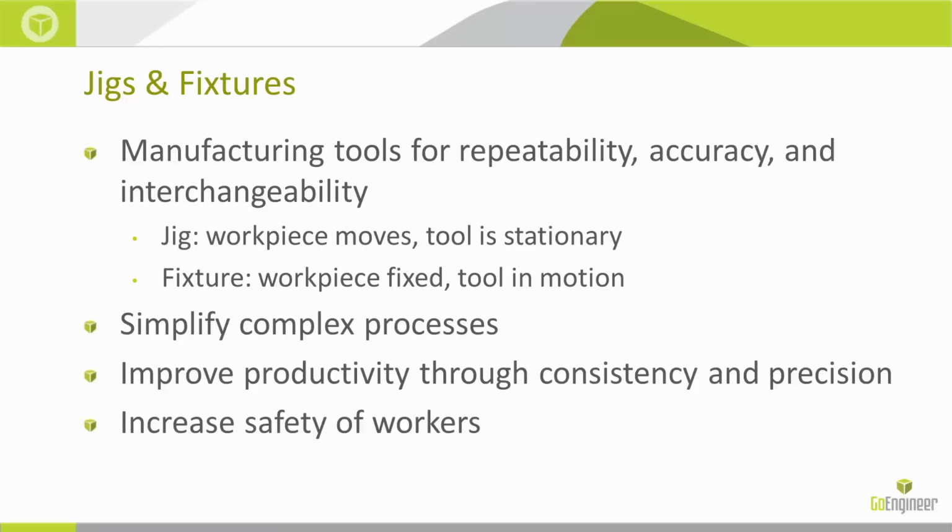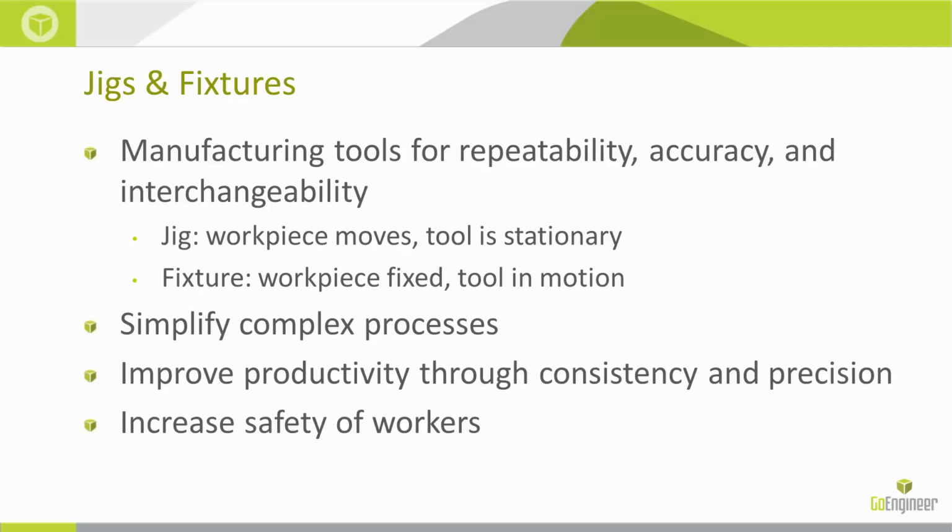Jigs and fixtures. So let's define our terms here. A jig or fixture, to me, is a tool that's used during the manufacturing process to provide repeatability, accuracy, and because of those two, interchangeability in the parts or the processes.